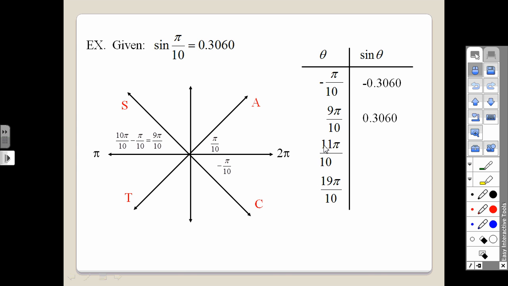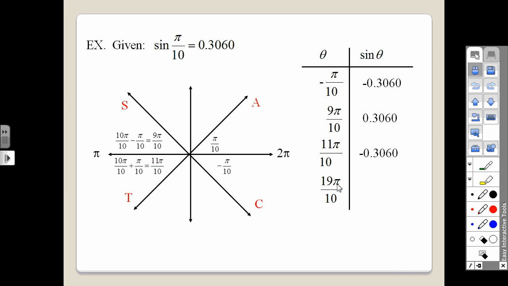Okay, the next one is 11 pi over 10. So 11 pi over 10 is the same as, say, 10 pi over 10 plus 1 pi over 10. So this is just a little bit more than pi. That's going to put us down here in the third quadrant. And so now sine is negative there. So it's a negative 0.306.